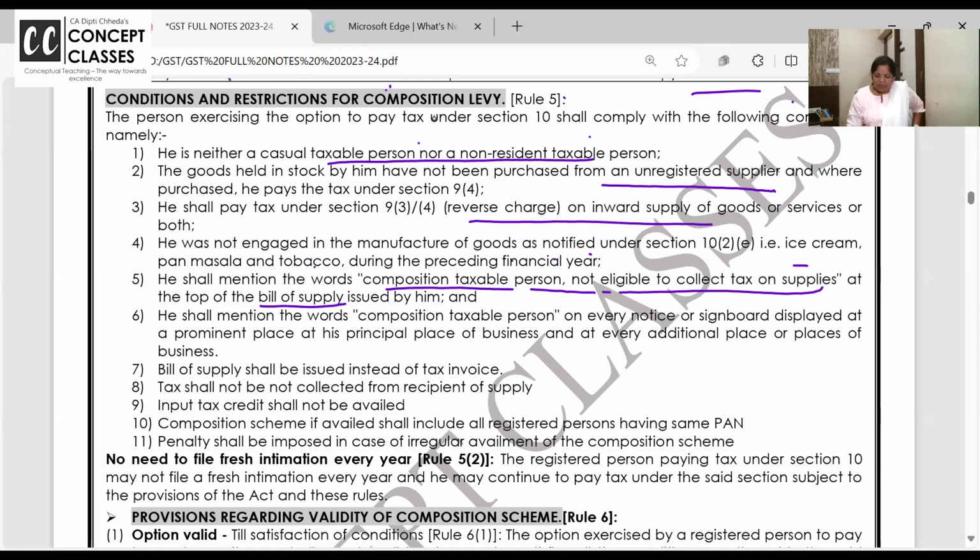ये सब आगे भी chapter में आएगा, procedure. Bill of supply shall be issued instead of tax invoice. Tax shall not be collected from the recipient. जिसको I am selling, I cannot collect any tax because I have not issued tax invoice. Ma'am, all this is repetition. Yeah. He cannot avail input tax credit. Composition scheme availed shall include all registered persons having same PAN. Penalty shall be imposed in case of irregular availment, sections 73, 74. Registered person paying tax under section 10 may not file fresh intimation every year and he may continue to pay tax. Superb. Once I opted in for composition, I am assumed to be opted in unless I say that I want to opt out. Okay? Right.